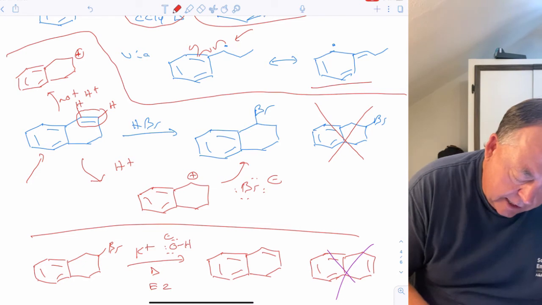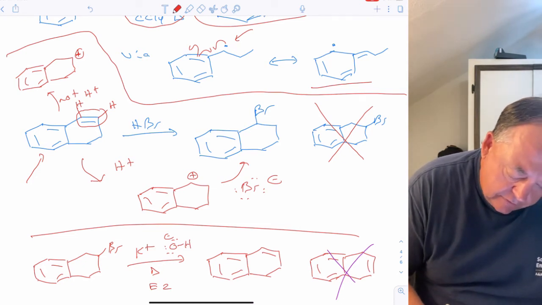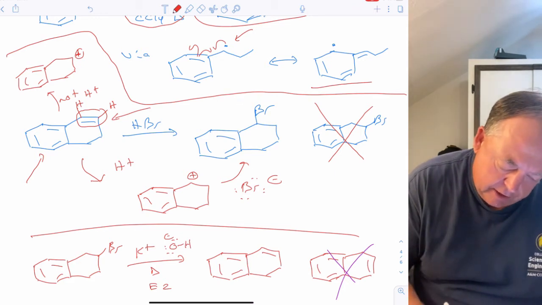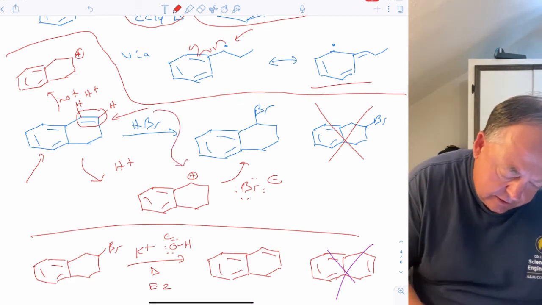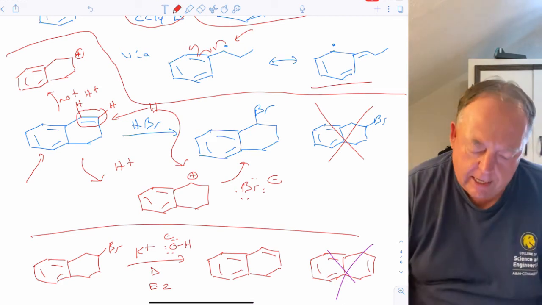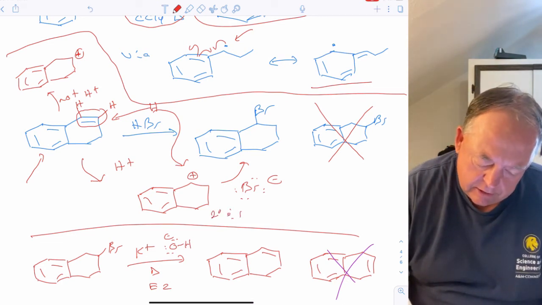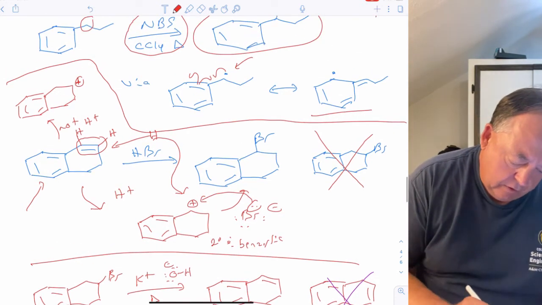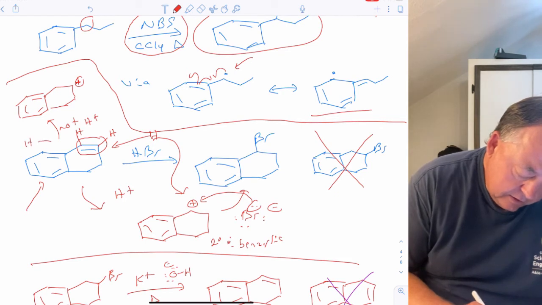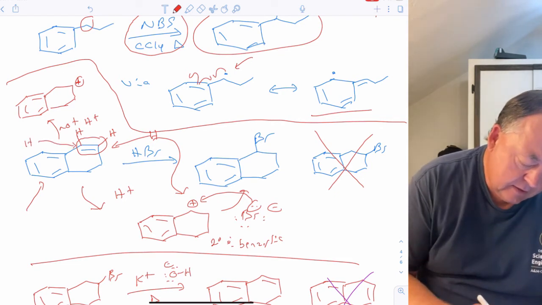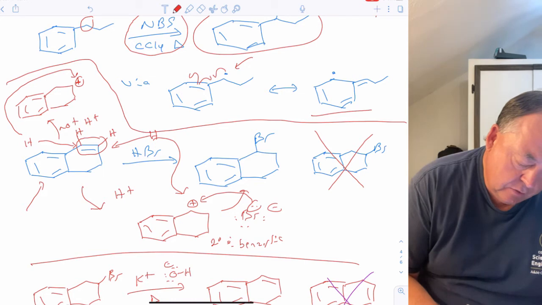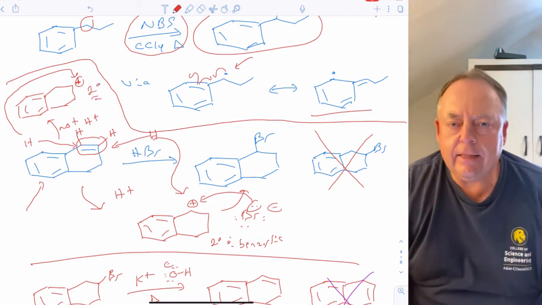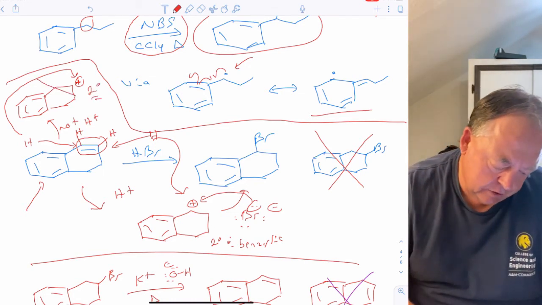Because if you add the hydrogen to this carbon, then you get, so if the H goes there, then you get this carbocation, which is secondary and benzylic. And then the Br minus can attack there, right? If you added the hydrogen to this carbon, then that would lead to this carbocation, which is just secondary, and that's worse, right? So that's not what's going to happen.